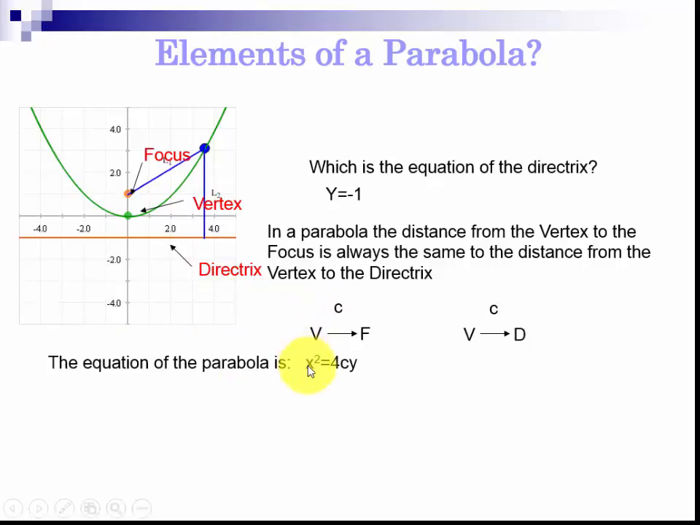Now, why is x taking two values? The x could take a positive or a negative value, but the value of y will be positive all the time. That's why this equation is a vertical parabola. The other equation is x squared equals 4cy.